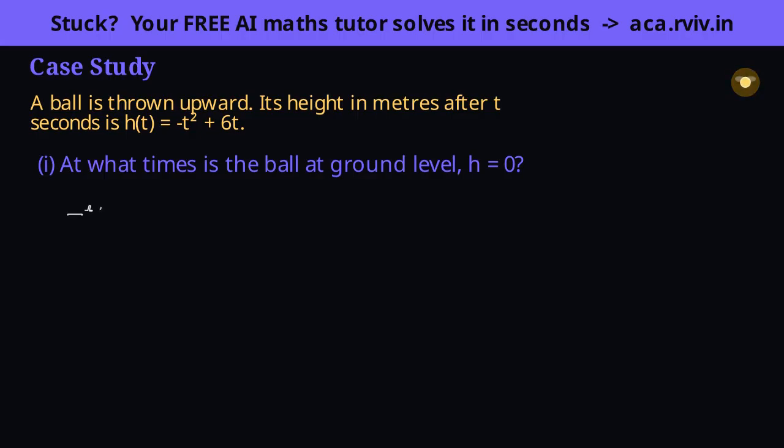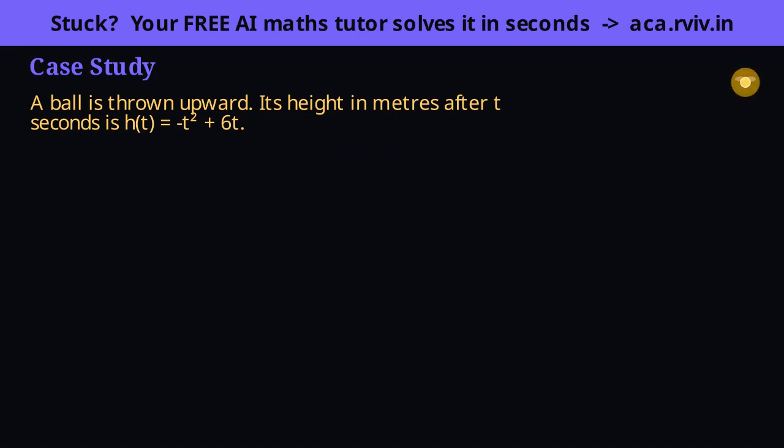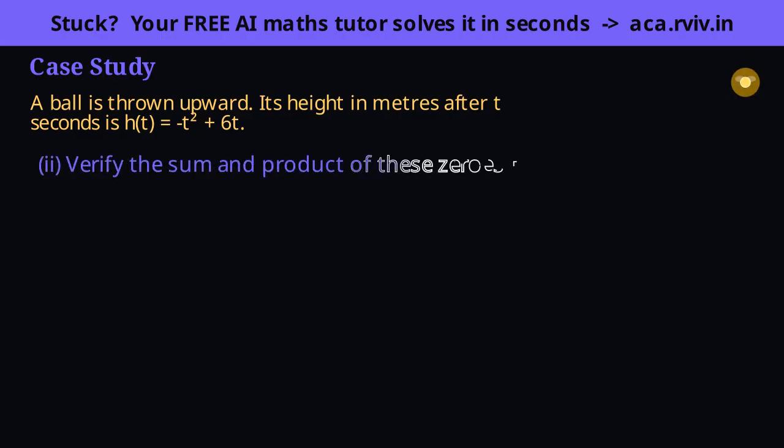Factor out the common t to get t times 6 minus t equals 0. That gives t equals 0, the moment of launch, and t equals 6 seconds, the moment it lands. 2 zeros, to real events in the ball's flight. Part 2 asks us to check the sum and product relations straight from the coefficients, a chance to confirm the same rules govern this real situation.